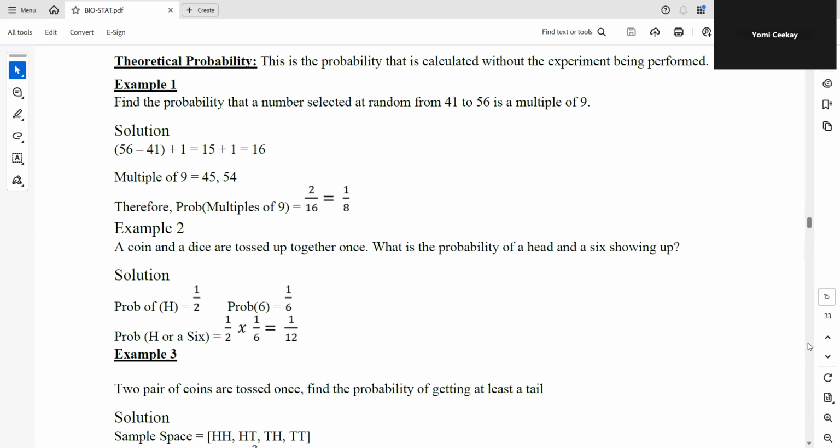Now, the first question is, what is the probability of having a multiple of 9? What are the multiples of 9 we can find from 41 to 56? 45 and 54. How many is that? 2. And what's our sample space? 16. So it is equal to 2/16. The answer is equal to 1/8, which is the same thing as 0.125.